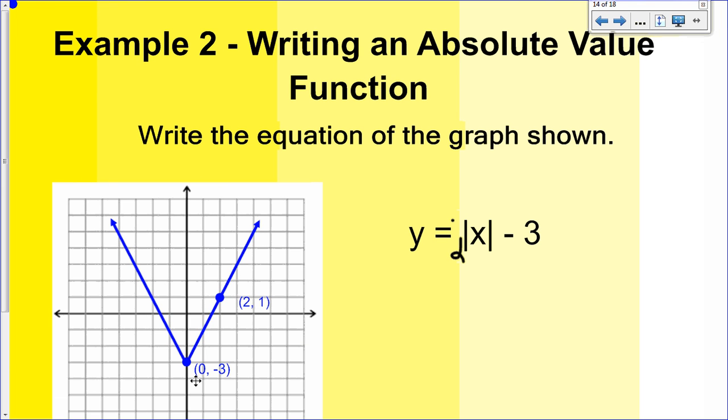Our vertex is at 0, -3. So our h is 0. So we would have the absolute value of x minus 0, which is the same thing as the absolute value of x. And then our k, our shift on the y-axis, is -3. So we're going to just add a -3 on the end.